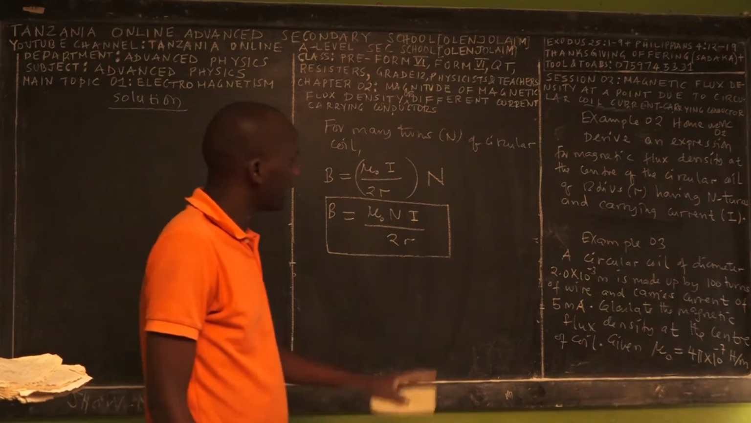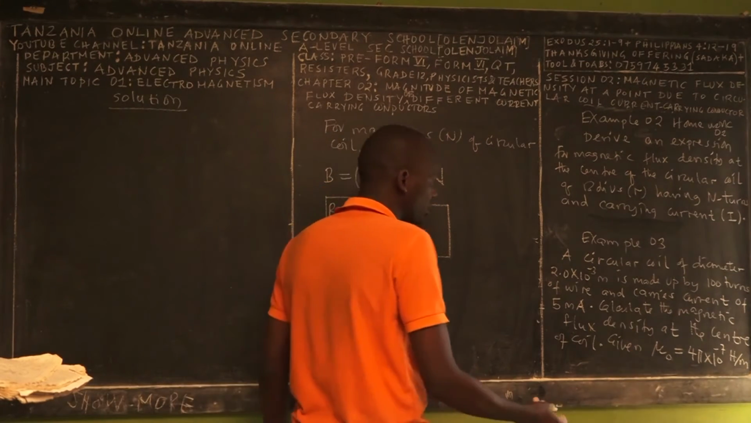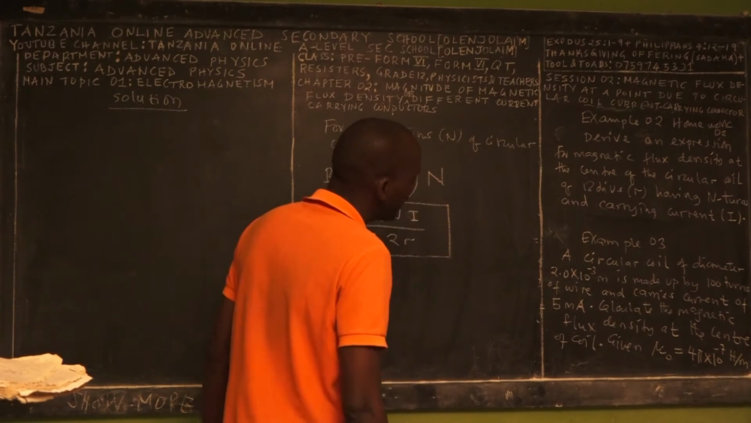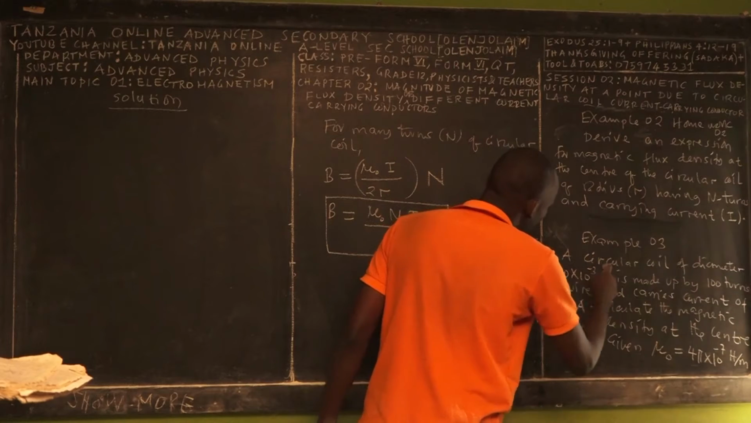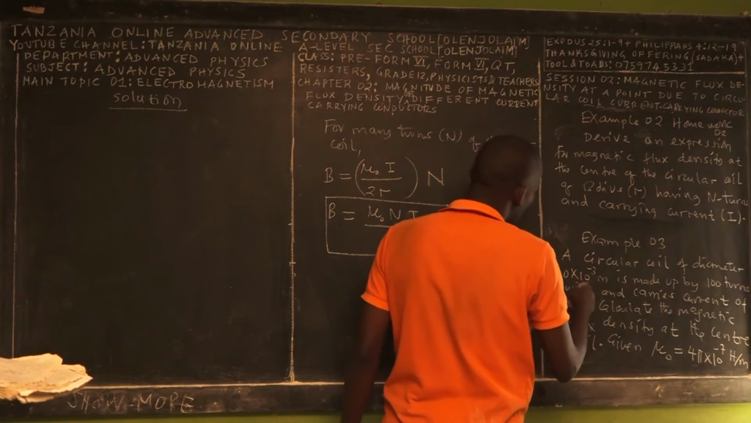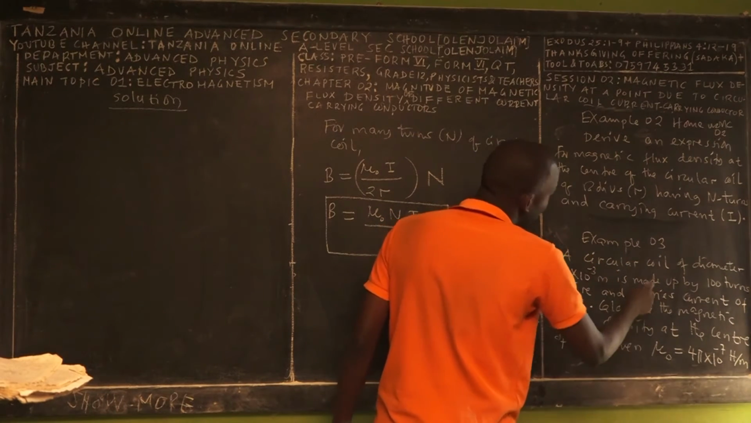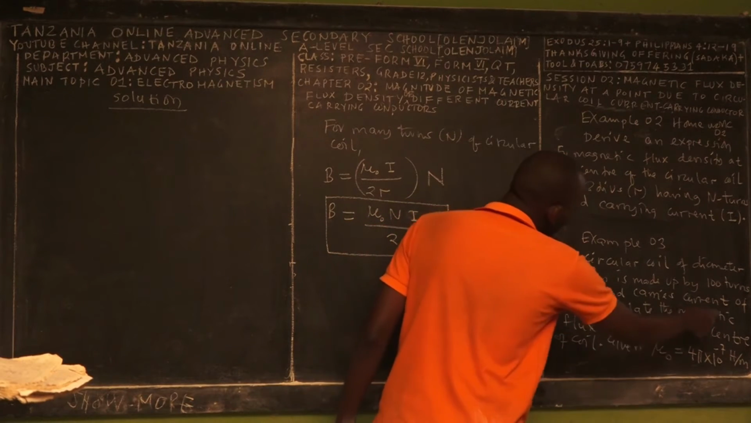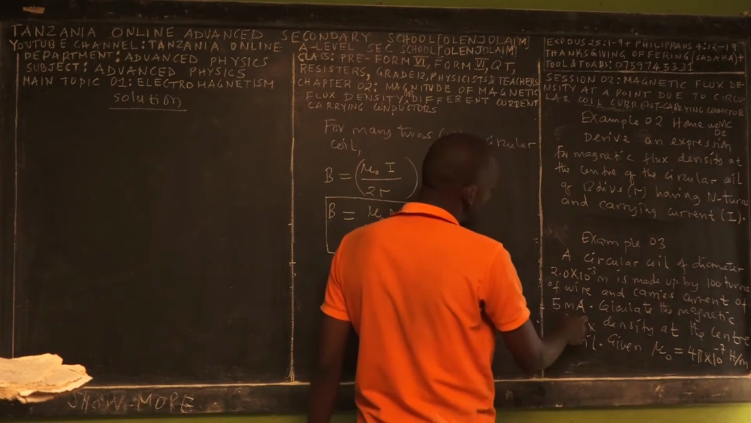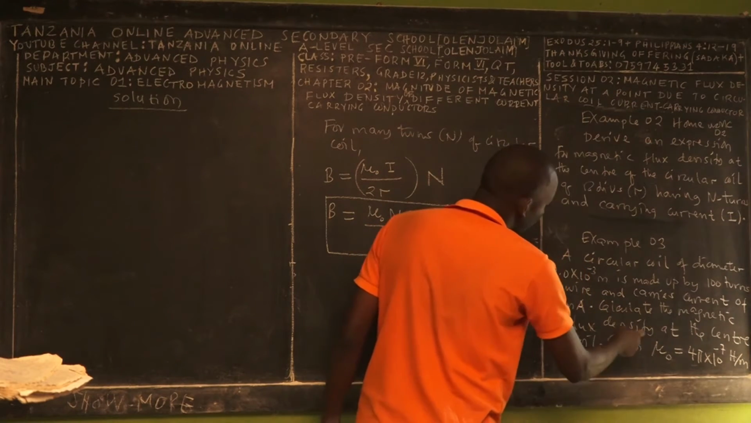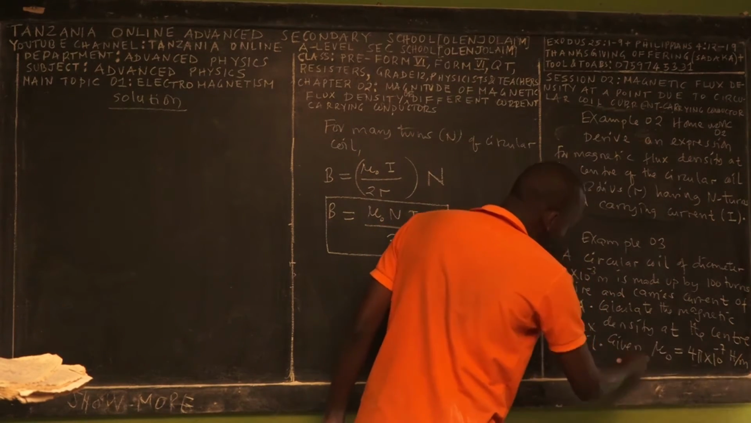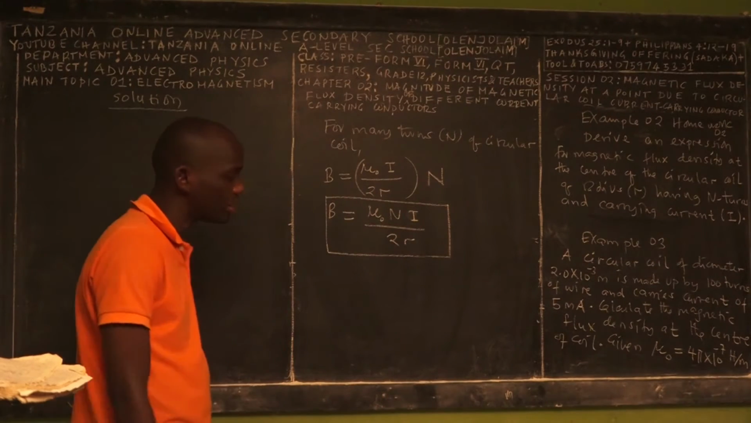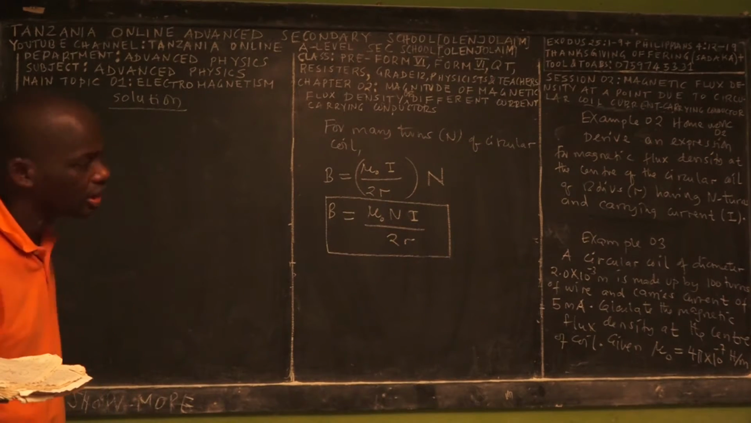So, solution for example 3. Let me read it in case you cannot see it clearly. A circular coil of diameter 2.0 × 10^-3 meter is made up of 100 turns of wire and carries a current of 5 milliampere. Calculate the magnetic flux density at the center of the coil. Given the permeability of free space is 4π × 10^-7 henry per meter.